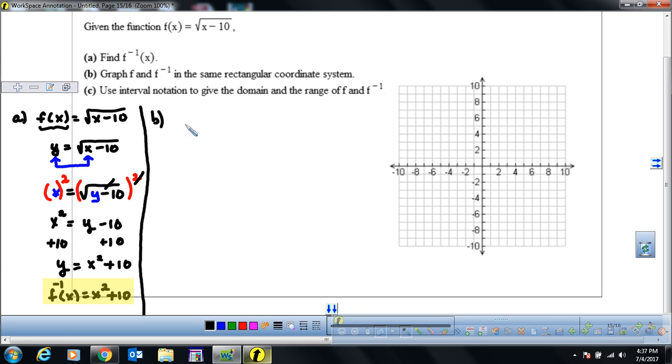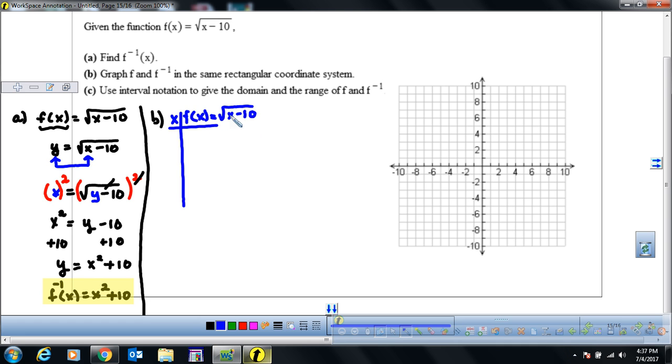Letter B. Now we're going to graph both f and the inverse in the same rectangular coordinate system. Now I'm going to start with the function f of x. To get the graph of f of x, the first thing we're going to do is create a table for that function. Just keep in mind that since this one is a square root, whatever number we substitute into the x, it must give us a perfect square. So what are the perfect squares that we want to get right here? I want to make sure I get the square root of 0, square root of 1, square root of 4, and square root of 9.